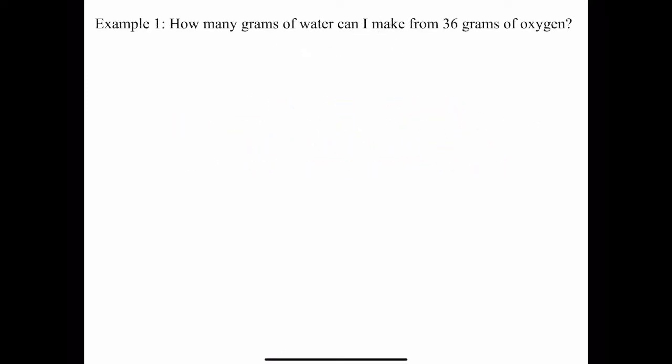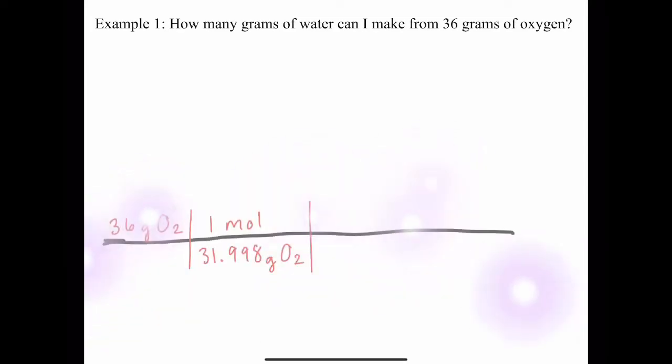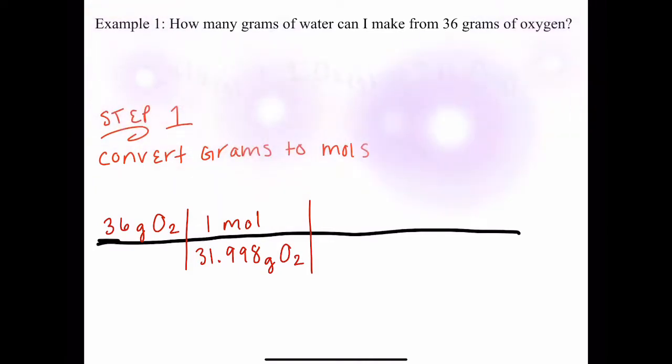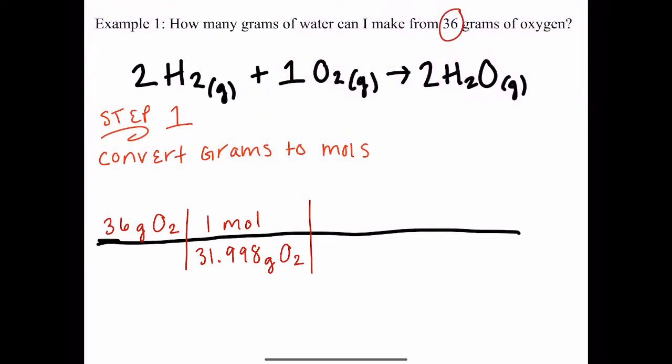All right. Example number one: how many grams of water can I make from 36 grams of oxygen? So the first thing we have to do is write the reaction. You guys know how to do that after unit six, and you have to balance it. The number they give us in the question, we're going to write on the very first line of the train track. And this is our very first step.